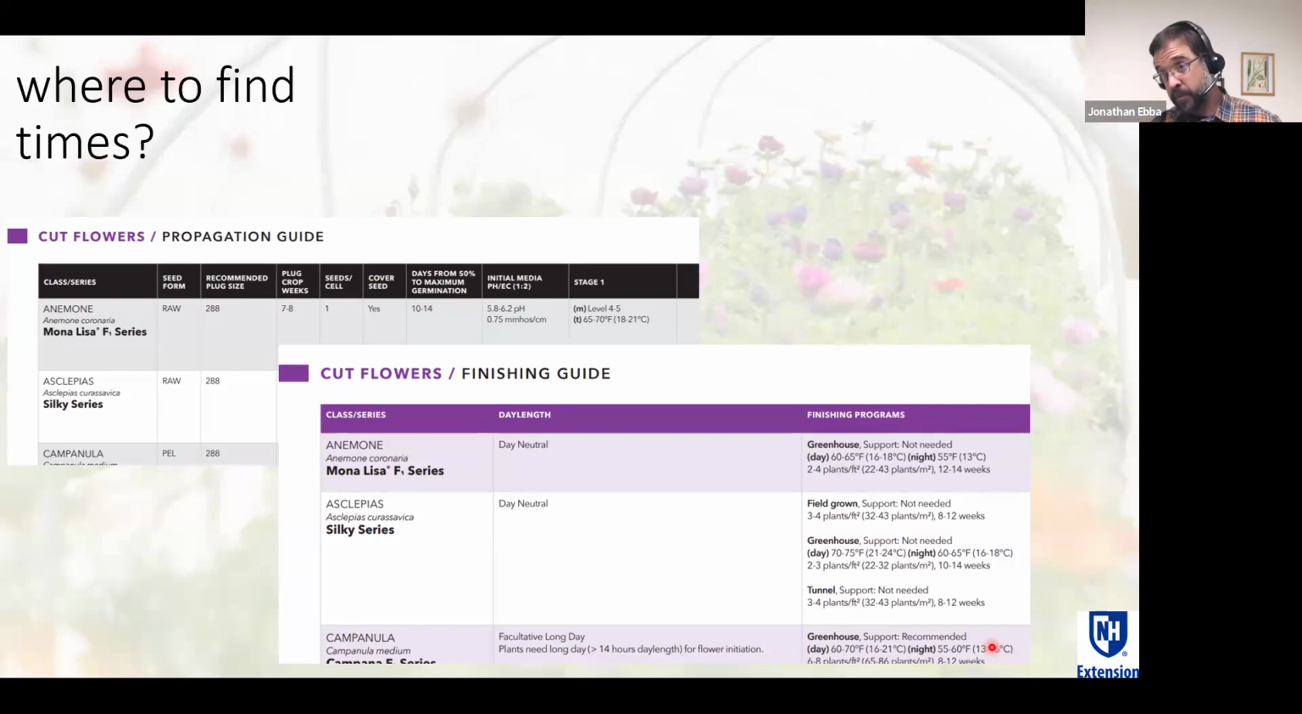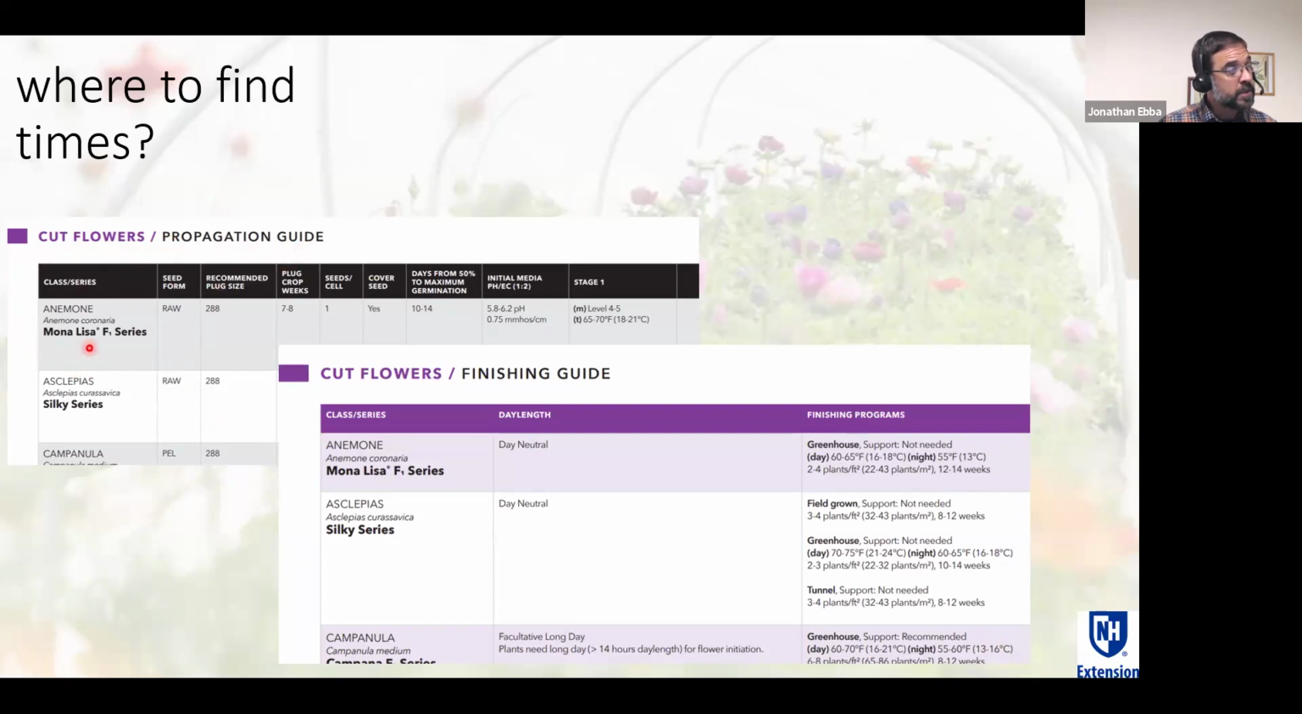And at the end of this presentation, I have a partial list of some major seed companies and their production guides, their culture guides, right? So I have a little snippet here. These are both actually from the Ball Seed production guide. And you can see they have a cut flower section. They have an annuals section, perennials, vegetables, etc. In the cut flower section, they have a group called the propagation guide.